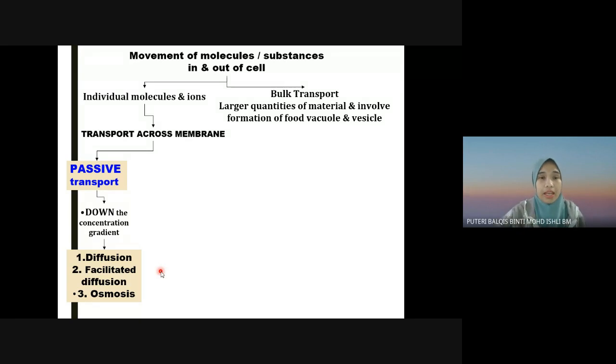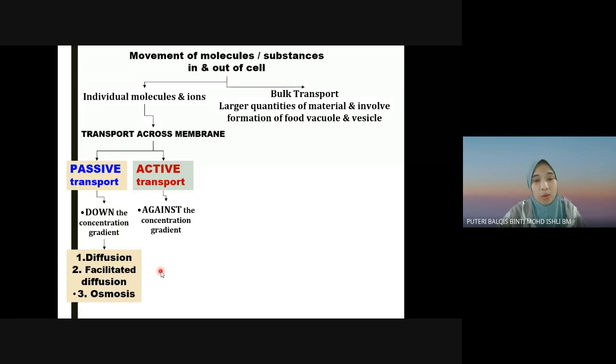Okay, and active transport is the movement of molecules against the concentration gradient, which means from low to high concentration. Against the concentration gradient, in our syllabus, we only learn about the sodium potassium pump. So that is transport across the membrane, which involves individual molecules and ions.